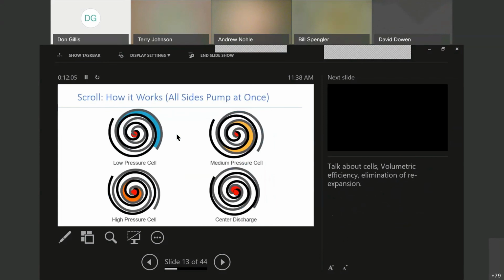Okay. The scroll and how it works, we've got the low pressure gas coming in from the side as it turns on. We start unloaded, by the way. As we continue on, it works into the medium pressure cell, continuing on to the high pressure cell, and then eventually heading to the center discharge port, which, by the way, is the hottest point internally of that scroll compressor. Okay.